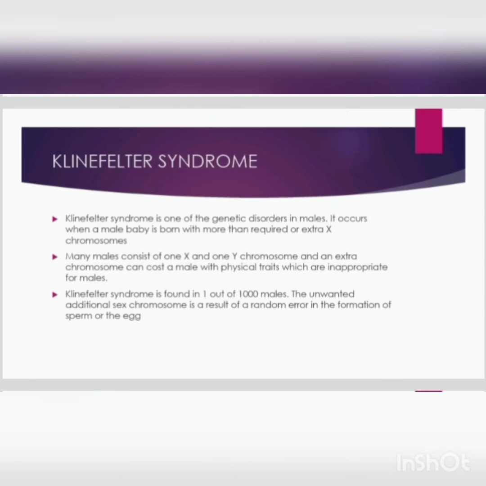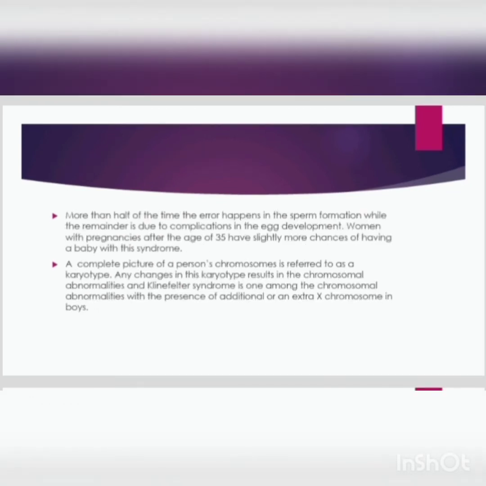Klinefelter syndrome is found in 1 out of 1000 males. The unwanted additional sex chromosome is a result of a random error in the formation of sperm or the egg. More than half of the time, the error happens in the sperm formation, while the remainder is due to complications in the egg development. Women with pregnancies after the age of 35 have slightly more chances of having a baby with this syndrome.